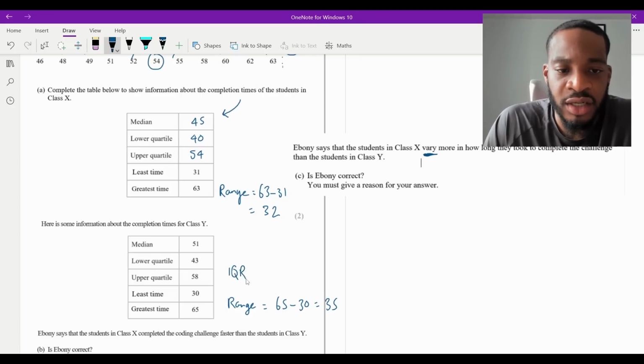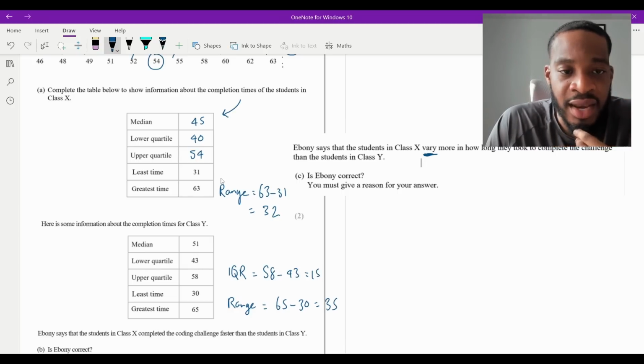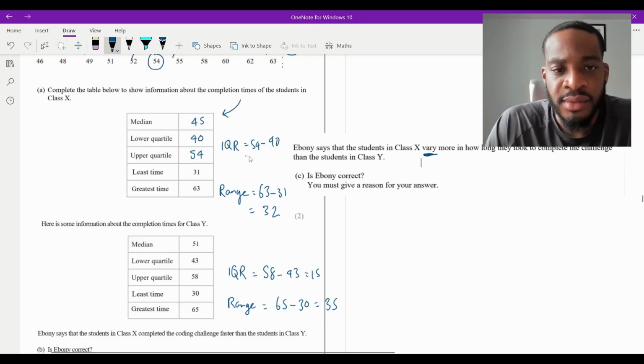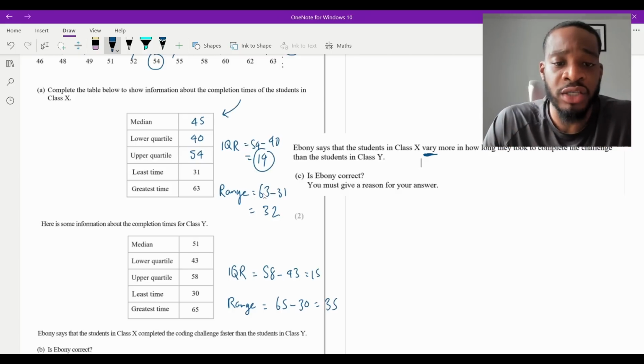The IQR is going to be the upper quartile minus the lower quartile, which is going to be 58 take 43, which is going to equal 15 here. And then the IQR for this one is going to be 54 take 40. 54 take 40, that is 14. So you can see that the range and the interquartile range for class X is smaller, right, than the ones for class Y.